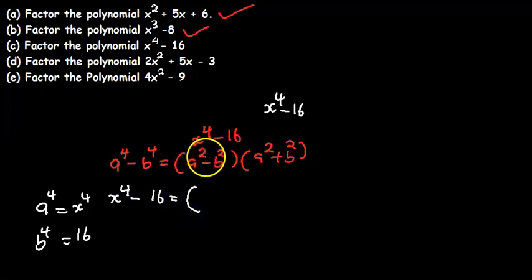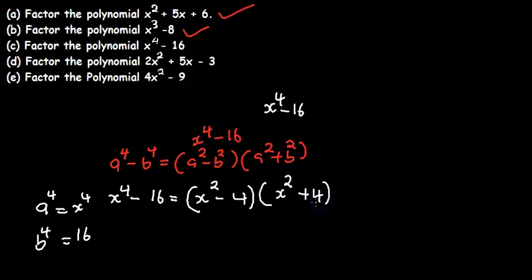next thing, what is a to the power of 2? a to the power of 2 in this case is the same thing as what? x to the power of 2, since x to the power of 4 is a to the power of 4. In this case, we are going to have (x^2 − 4)(x^2 + 4), because b to the power of 4 is 16, b to the power of 2 is 4, and 4 to the power of 2 is simply going to be 16. So this is it for the third problem.